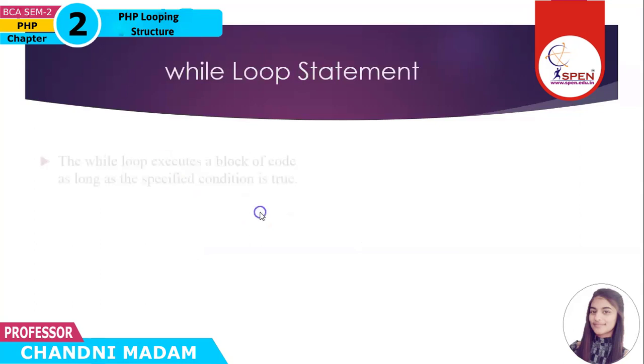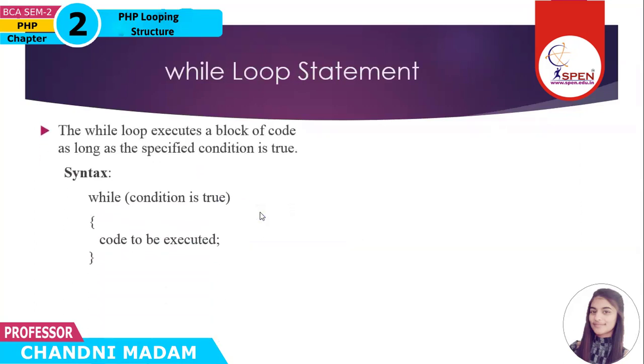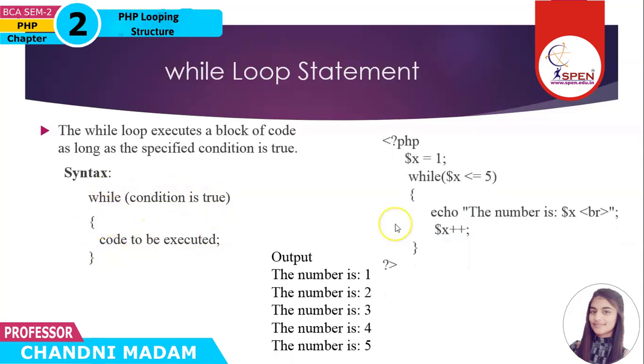Now next is while loop. While loop is used when a block of code is executed while a specific condition is fulfilled. Here is the syntax of while loop. Here while loop has one condition. If this condition is true, then this code is executed. Otherwise it ends the loop. Let us see the example. Here we have initialized $x to 1. Now we have given one condition: $x less than or equal to 5. If the condition is true, then these two lines are executed. Otherwise it ends the loop.